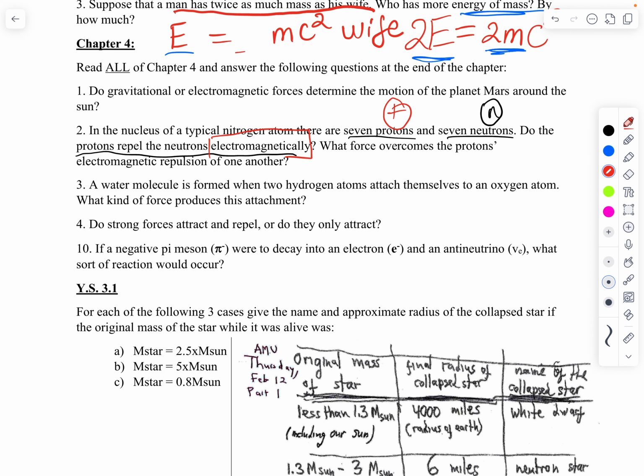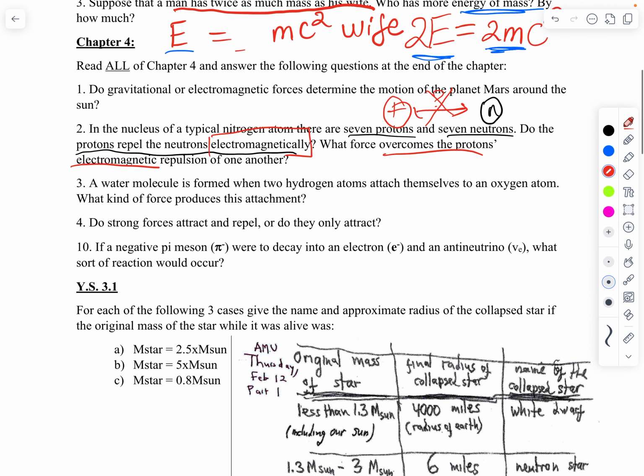Okay, so for this question, do a proton and a neutron attract or not? They don't attract, because one is neutral and one is positive. They don't attract each other, and they don't repel either. They're just minding their own business. All right. What force overcomes the repulsion between protons?